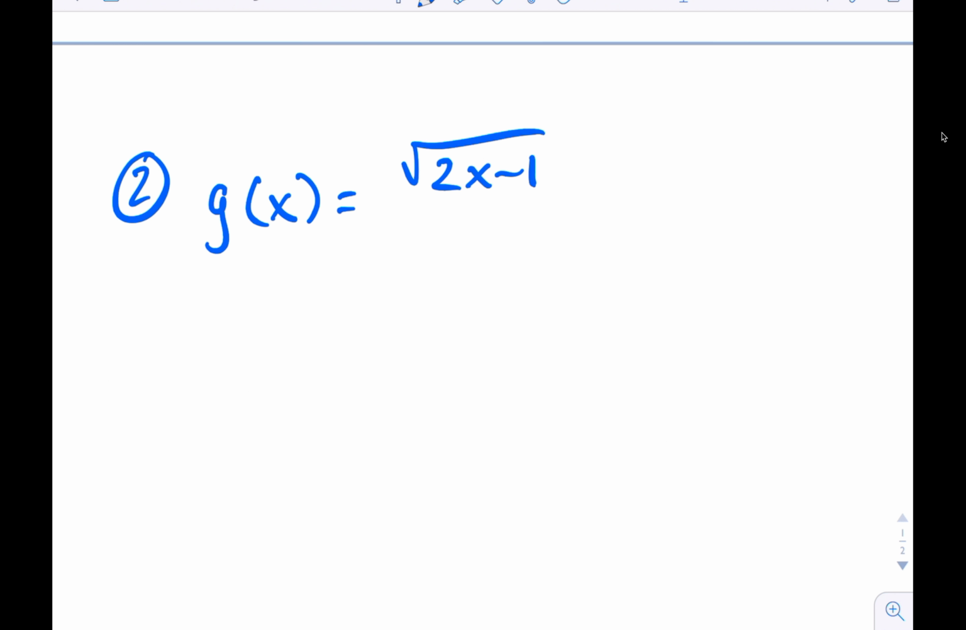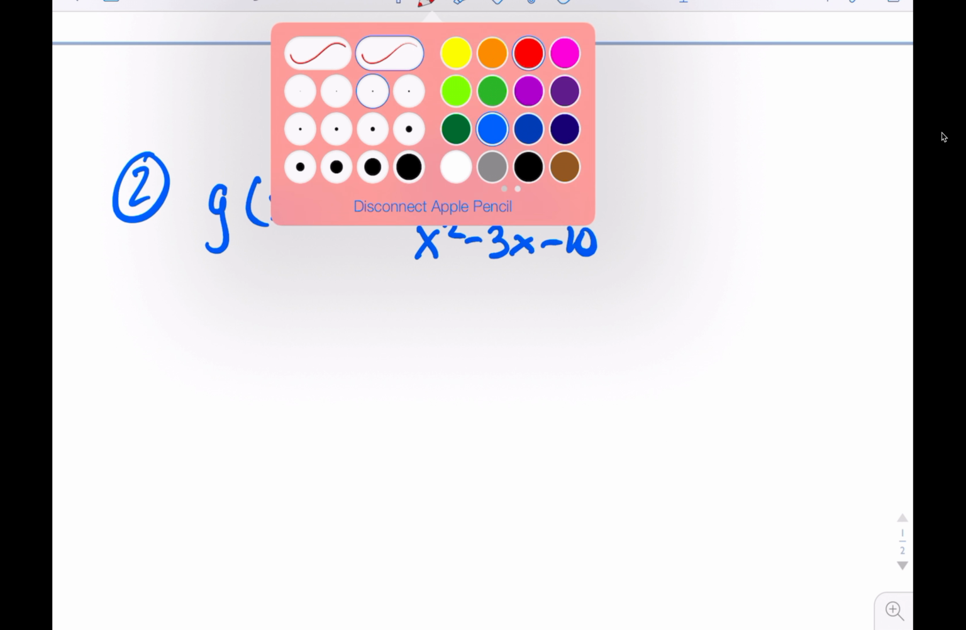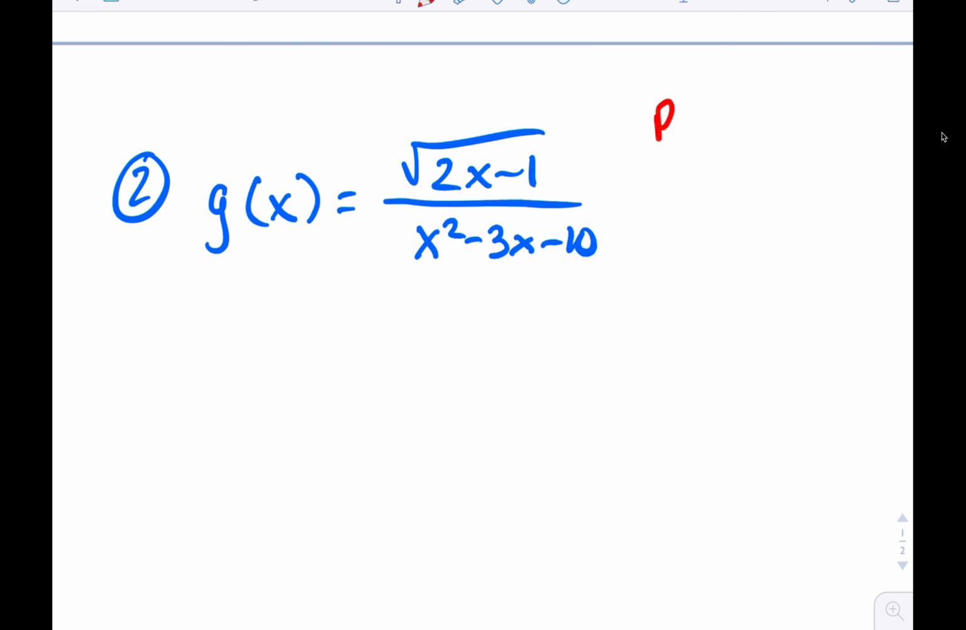Okay, so for the second example, I have a function g of x, and g of x is the square root of 2x minus 1 divided by x squared minus 3x minus 10. Again, recognize what parent function you're using. I see that I have a fraction here, so I have a rational function. Now I also see that I have a square root in the top. That's going to be important because you can only plug certain numbers into a square root. So that's going to limit what your domain is going to be.